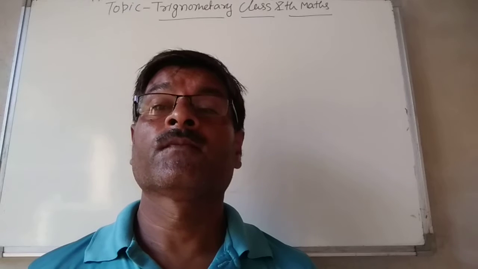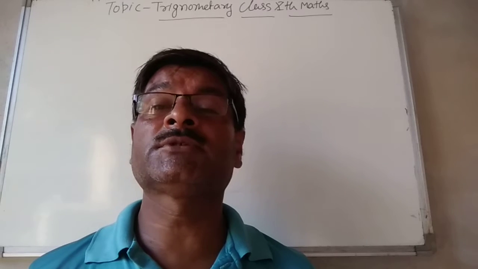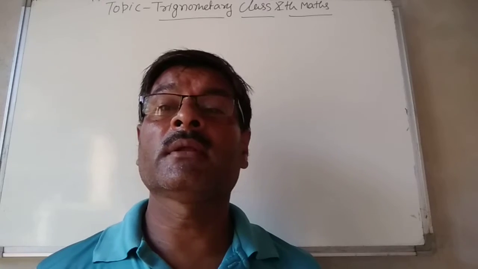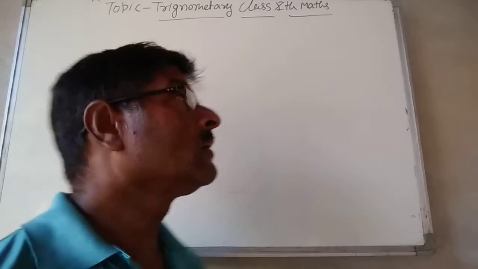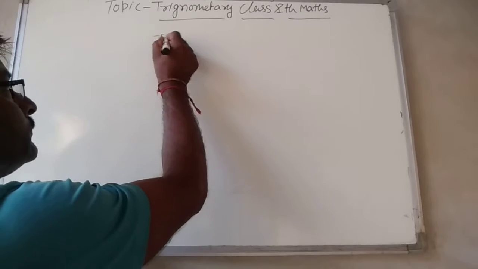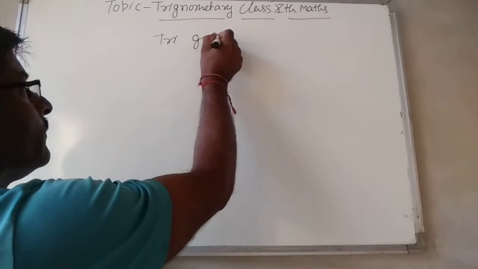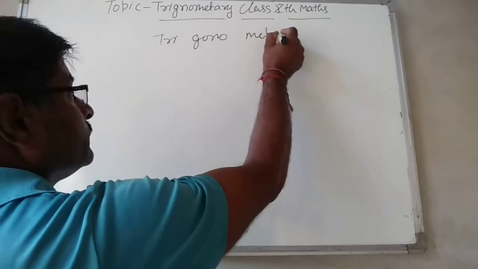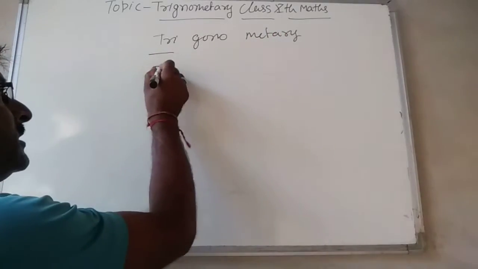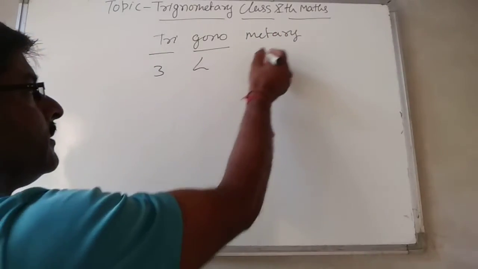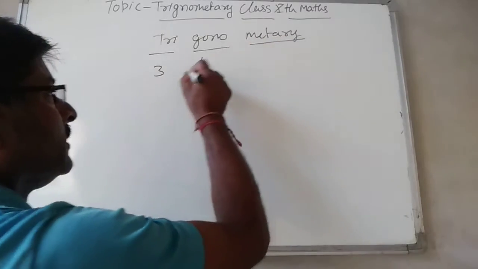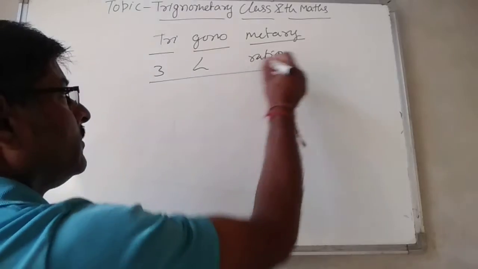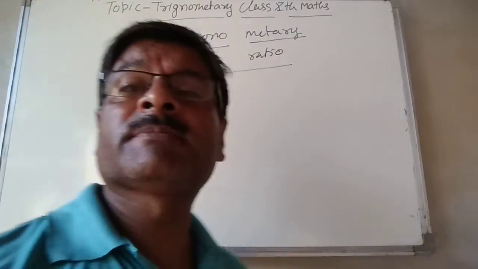Today, I am going to start the new chapter, trigonometry. Trigonometry means: tri means तीनों angles, metry means ratio of sides. Ratio means this is the ratio of the sides with respect to any one angle.